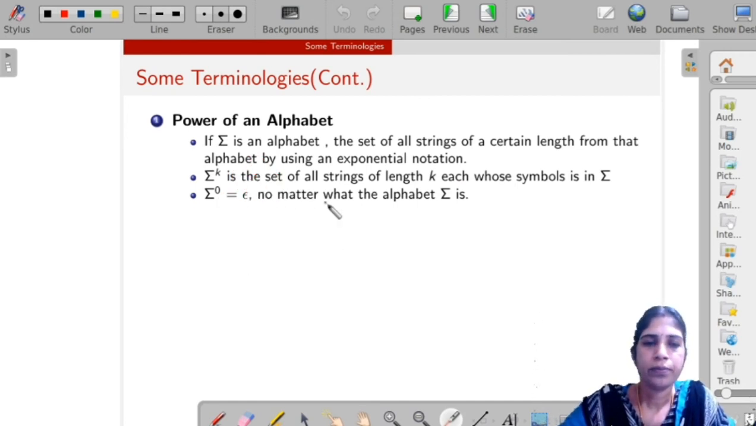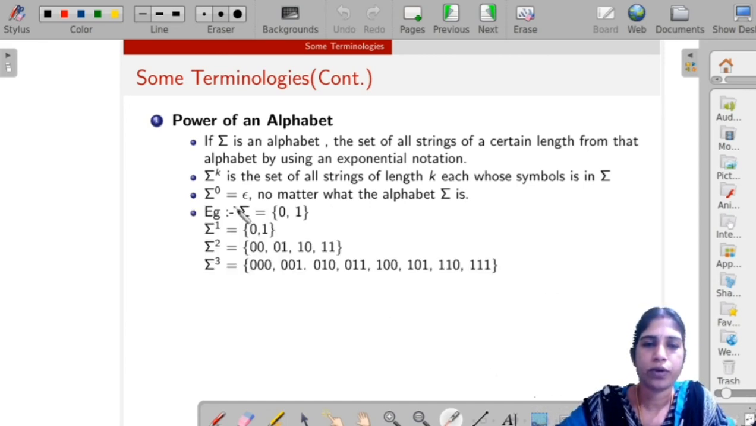For example, suppose we take sigma is equal to the set {0, 1}. What is sigma raised to 1? Sigma raised to 1 means the set of all strings of length 1. From this alphabet, the length 1 strings are 0 and 1 itself. So sigma raised to 1 is equal to {0, 1}.